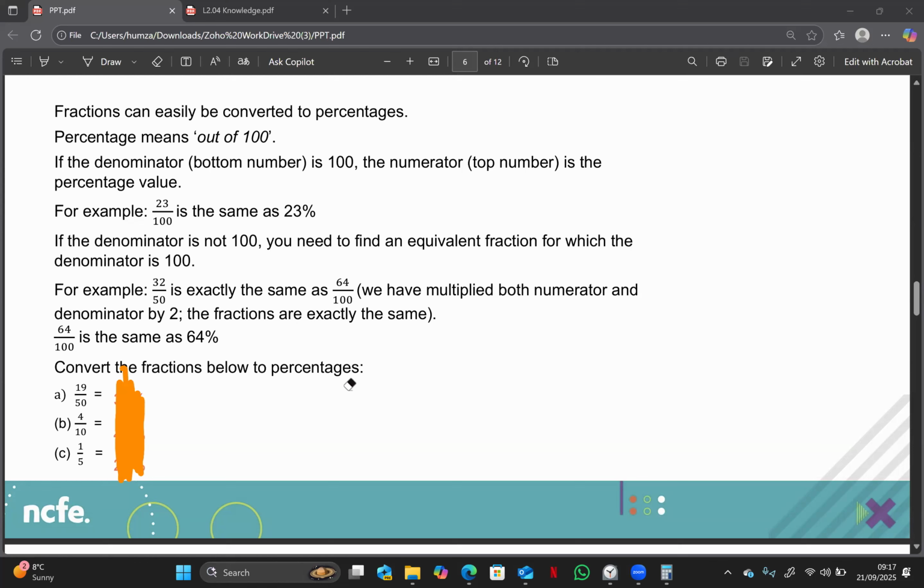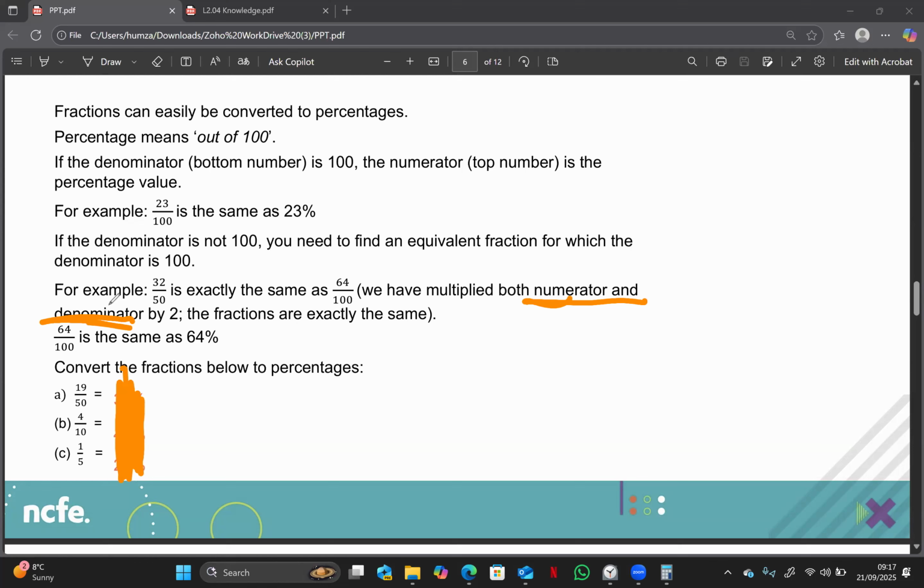If the denominator is not 100, you need to find an equivalent fraction where the denominator is 100. For example, 32 over 50 is exactly the same as 64 over 100. We have multiplied both the numerator and the denominator. So the key thing is you have to multiply both of them, not just one, by the same number, and the fractions are exactly the same. Convert the fractions below to percentages.